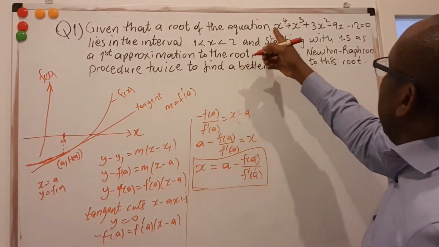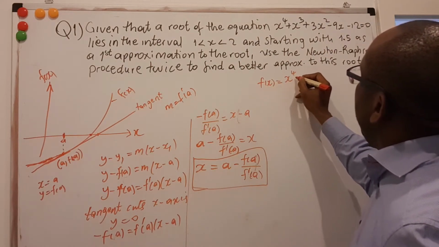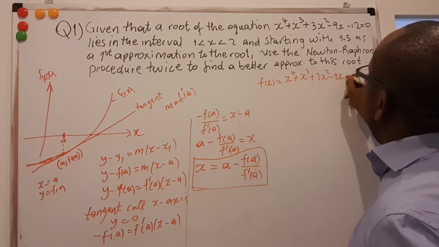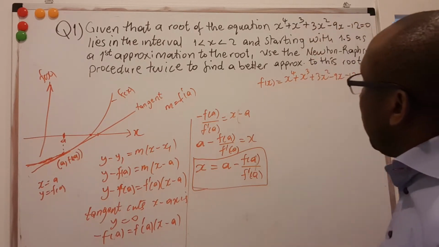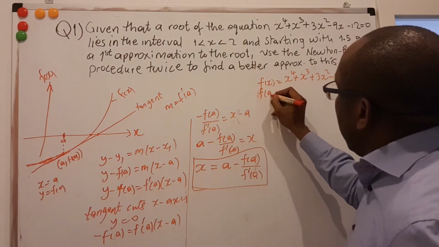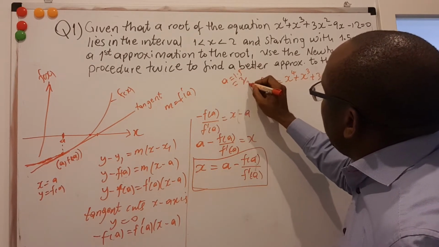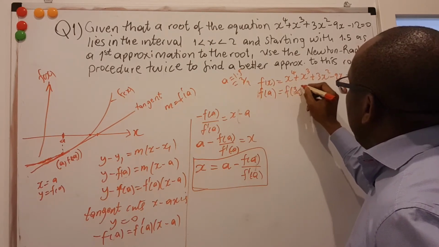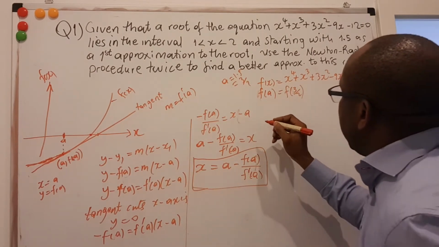So what do we need? Let's say this function here, f of x, is equal to x to the power 4 plus x to the power 3 plus 3x squared minus 9x minus 12 is equal to 0. Sorry, not equal to 0, necessarily. I'm just picking the part of that function. Then I need f of A. In our case here, A is equal to 1.5 or 3 on 2. So I will say this is f of 3 on 2. You can substitute 3 on 2 there with your calculator and come out with the answer. I wouldn't bother to do that now.